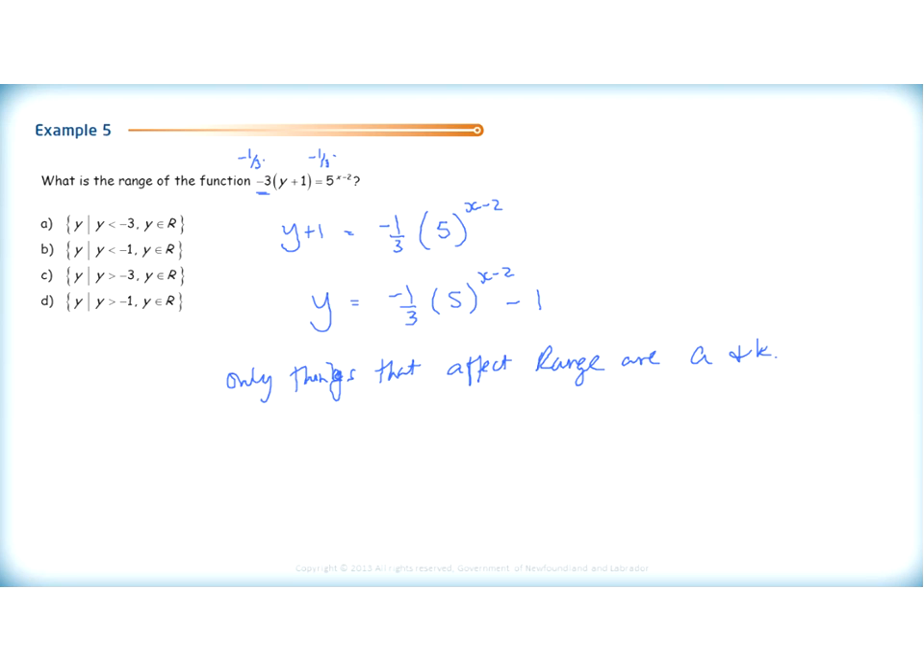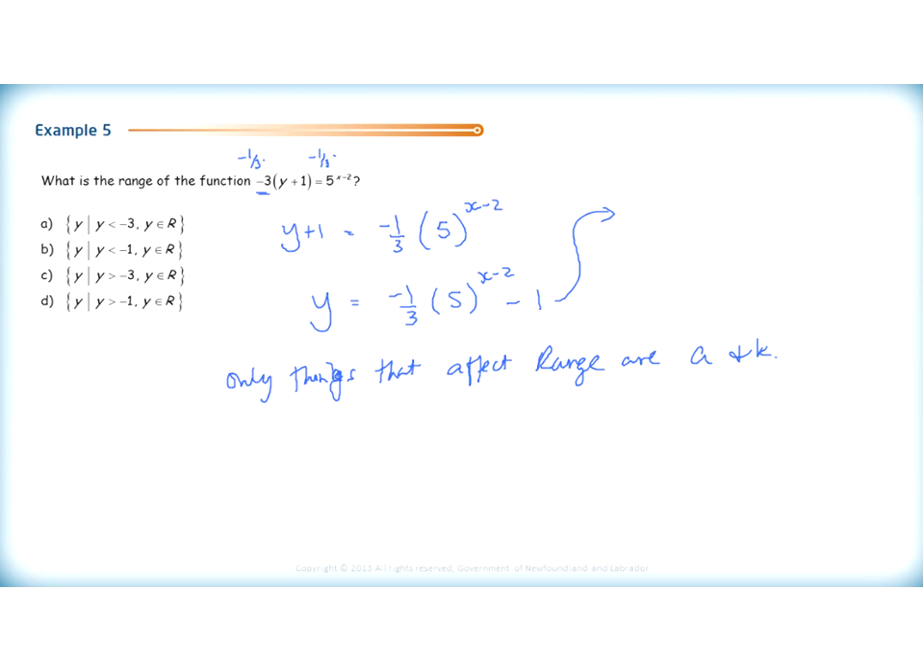We need to think about what's happening to the graph of this function. Now you may remember what I did earlier, a very simple method: if A is less than 0, then the range is going to be less than K. If A is greater than 0, it's going to be greater than K. Rather than memorize that, I would rather try and picture what happens to the graph.